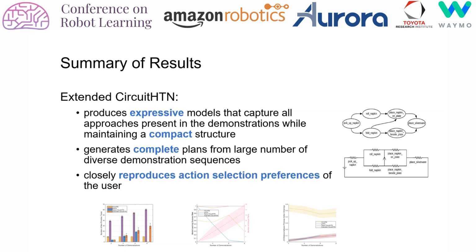In summary, the metrics we use to compare the four approaches include preference alignment, structure, completeness, and soundness of the plans. Based on the results we obtained, we infer that extended CircuitHTN is the only algorithm which can convert complex demonstrations to compact hierarchical task models that accurately represent action execution preference and can generate sound and complete plans.